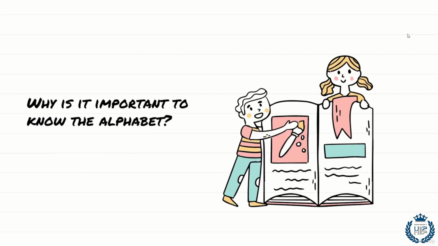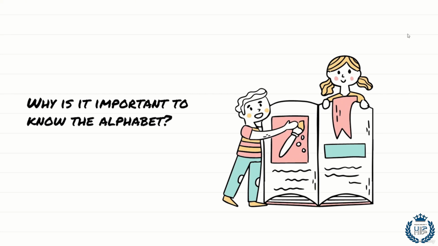Okay, then let's talk about why it is important to know the alphabet. There might be instances in French where you have to spell your name or spell a word. Let's say you're at a public institution and you have to spell your name. How do you do that without knowing the alphabet? You cannot. So that's why it's really important to know the alphabet.